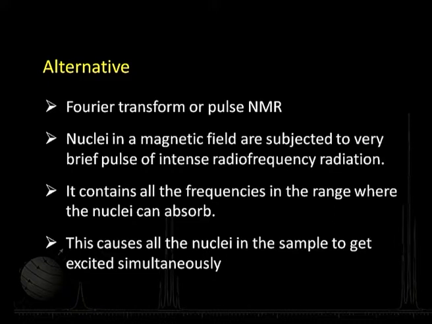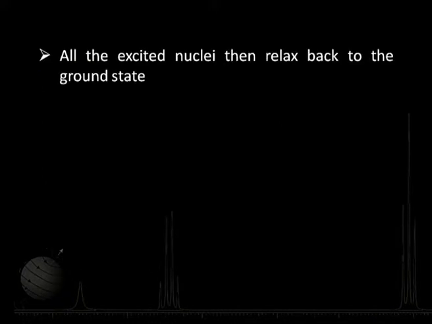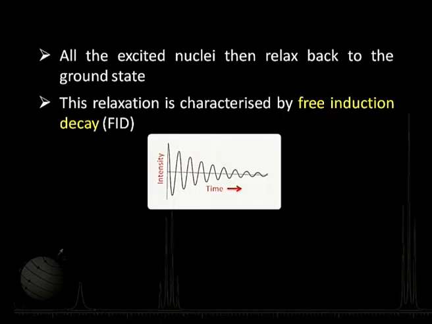Earlier we were tuning the radio frequency. Whenever the frequency matched, the nucleus would get excited. Now, in the case of FT-NMR, we are giving a pulse. When you give a pulse, all the nuclei are excited simultaneously, then they all relax down to the ground state simultaneously again. This relaxation is characterized by what is called an FID, free induction decay. It is basically a signal in time domain. That means we have a large signal, and as time passes, the signal becomes smaller and smaller and fades out in time. This is the FID, which we get as an output.